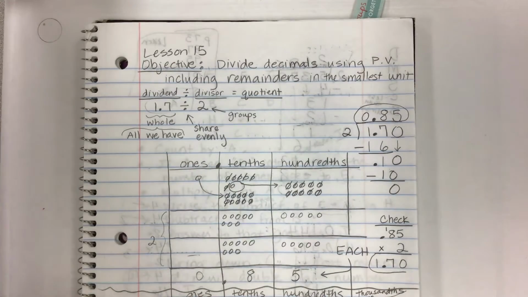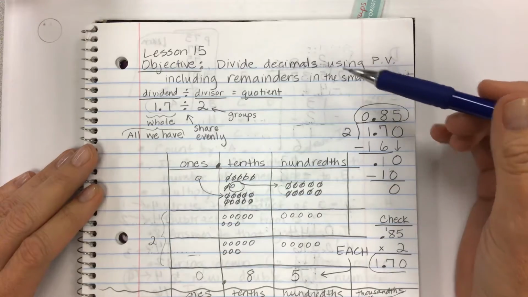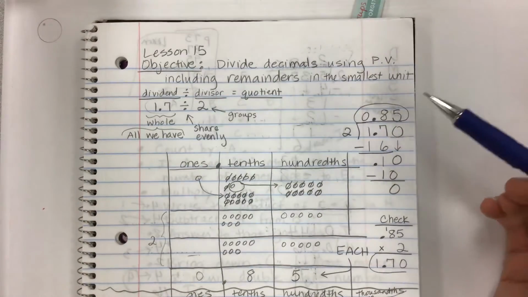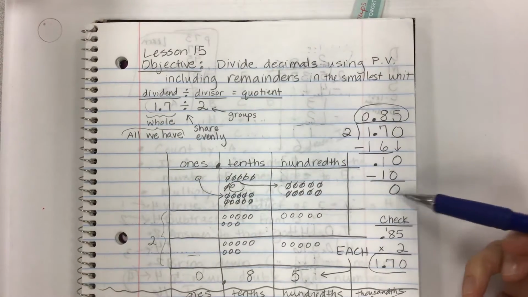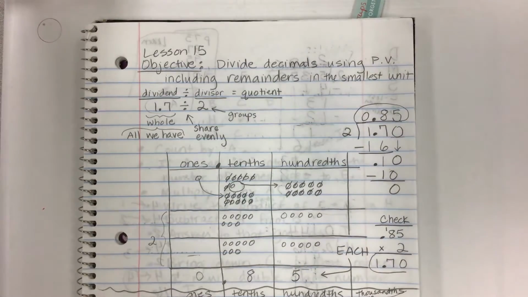Okay, now we are going to look at lesson 15, where the objective is we're just continuing to do that same awesomeness that was lesson 14, but we're going to have maybe more remainders and just regrouping again and again. So it says remainders in the smallest unit, but there really aren't any remainders in the smallest unit because that would be a remainder here, but these are all going to end up with 0.